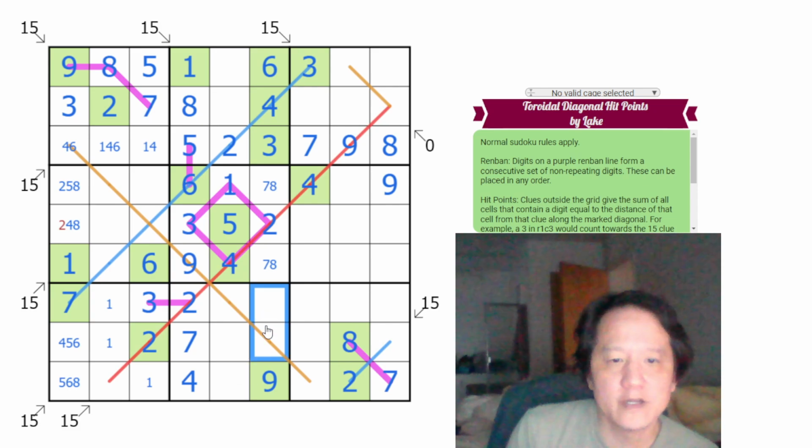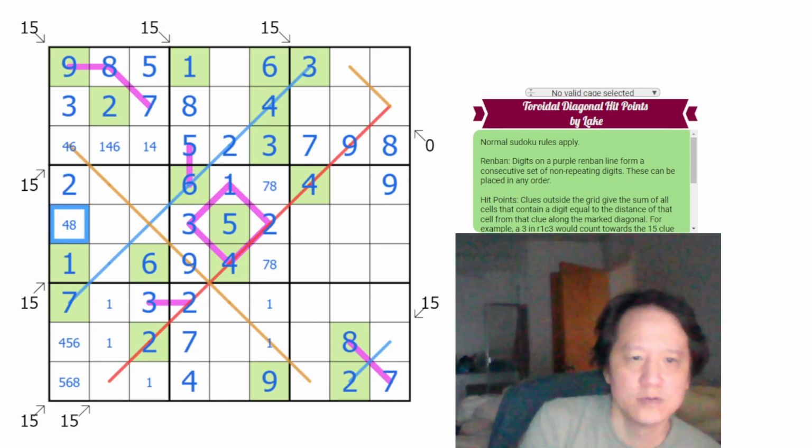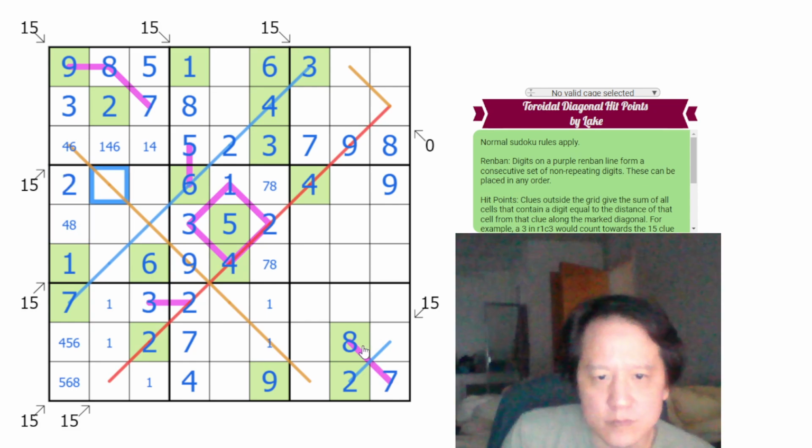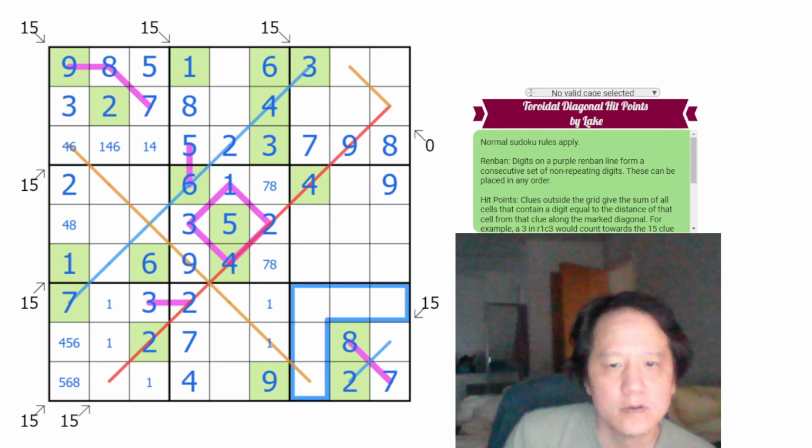So the 1 has to be one of those. The 1 is one of those. Okay, so this can't be 2. Since that can't be 2, this is the only possibility for 2. Where are the 1s? This can't be 1. Any of these could be 1.